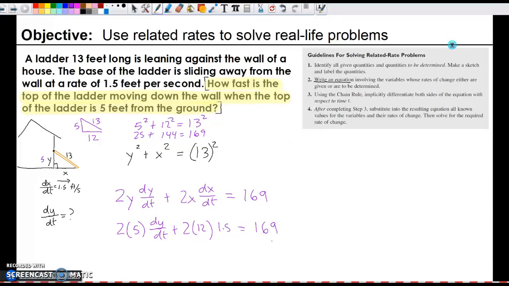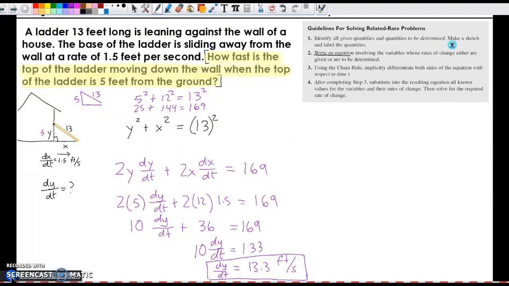Now it becomes a solving problem, so I'm going to do the algebra off screen. Provided I didn't make any calculation errors, this should be what you see. Now, if you need to pause the video and check, you can do that, but that is what you should get after you're done. The top of the ladder is speeding down at 13.3 feet per second.